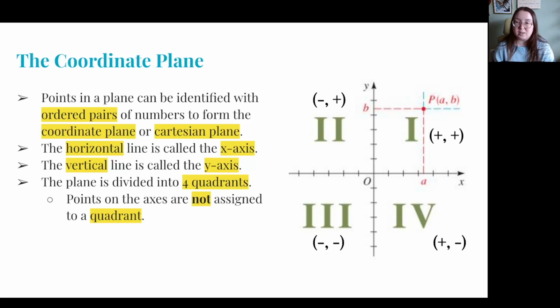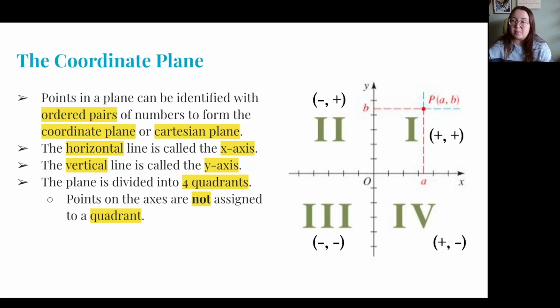We see that the horizontal line that goes across right in the middle here is the x-axis. So the one that goes across the middle is the x-axis. Then the vertical line is the one that's going up and down, and that is your y-axis. So the one that's horizontal is the x-axis, and the one that's vertical is the y-axis. Your plane is divided into 4 quadrants, and your points on the axis are not assigned to a quadrant.